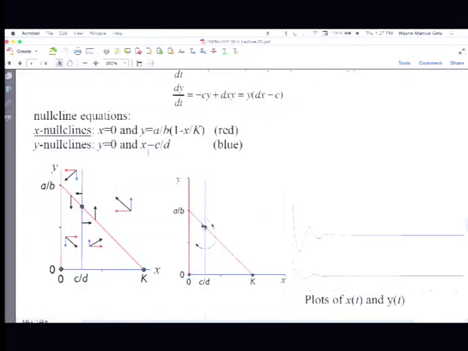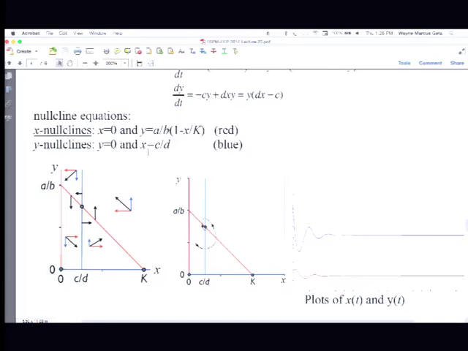In order to see what happens, we can do the phase plane analysis again, which I'm not going to do. I'm just going to show you what we get, and you can verify by working through the example that this is in fact what we get. So the nullcline is x equal to 0 and y equal to a over b times (1 minus x over k).